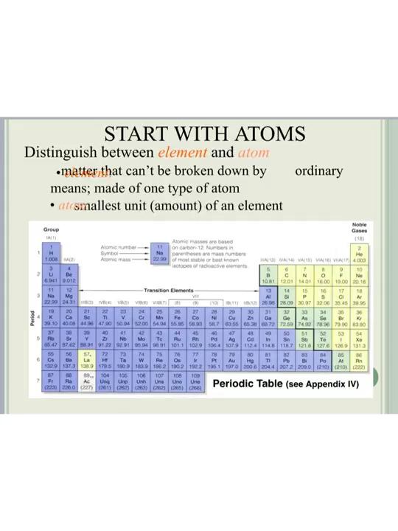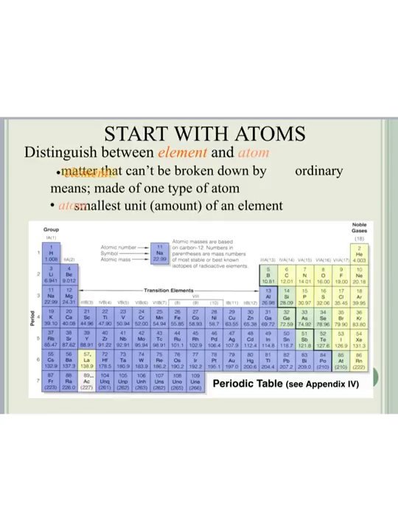You've seen this before. And we need to talk about the difference between an atom and an element. So I think this may be a little mixed up for you. Not sure why. But we have here an element. So this is the definition of an element. An element is matter that can't be broken down by ordinary means. So an element is made up of one type of atom.